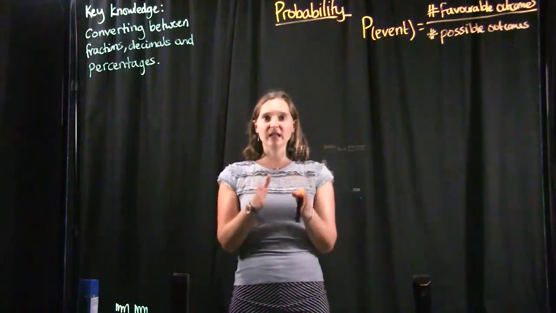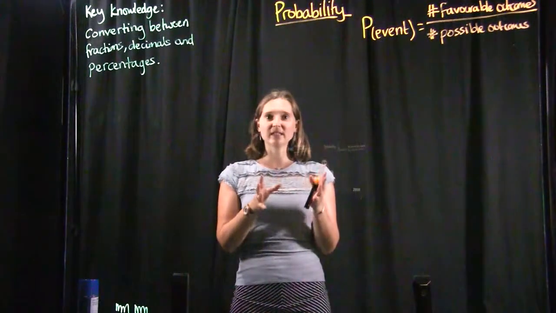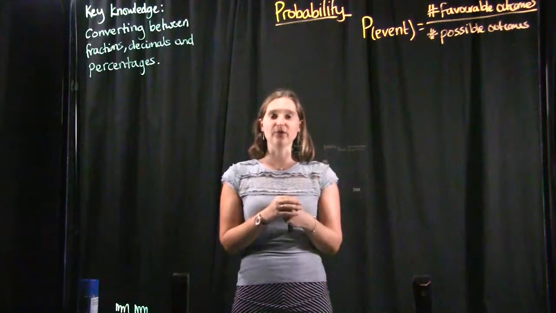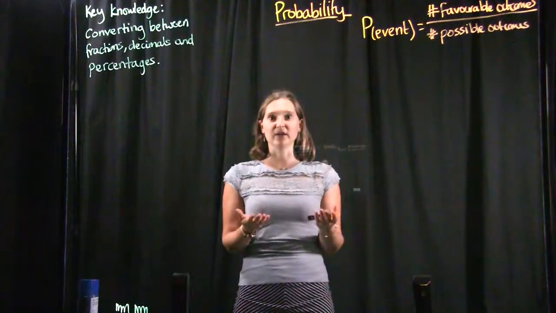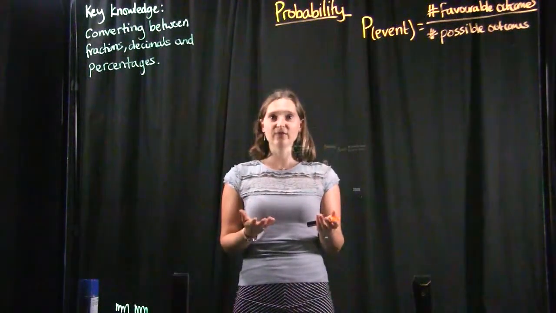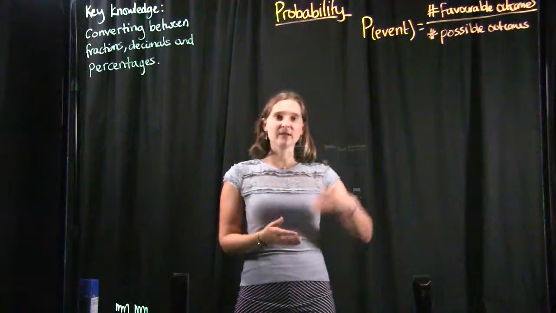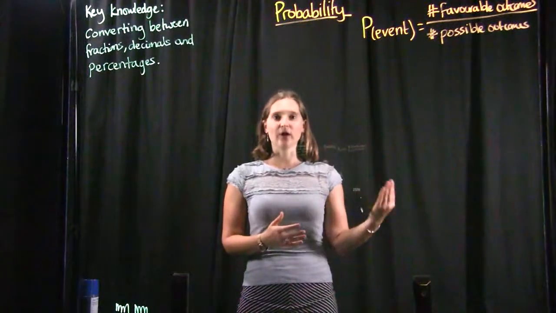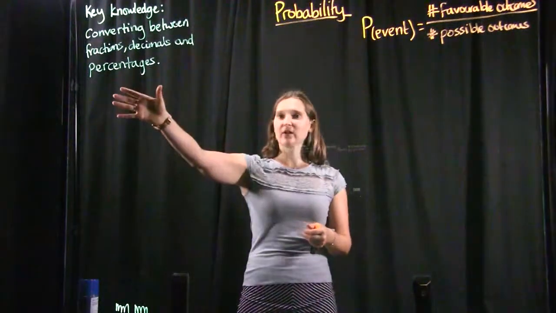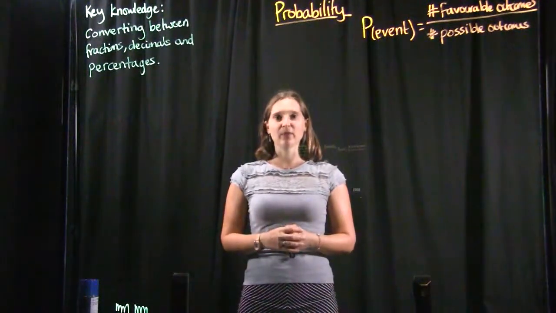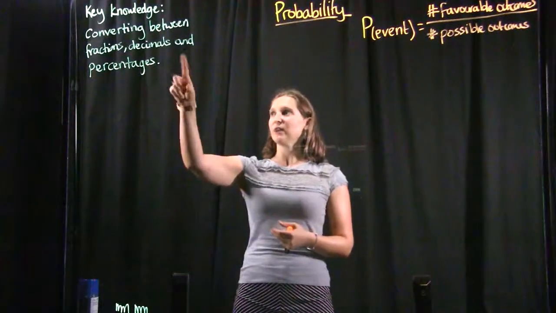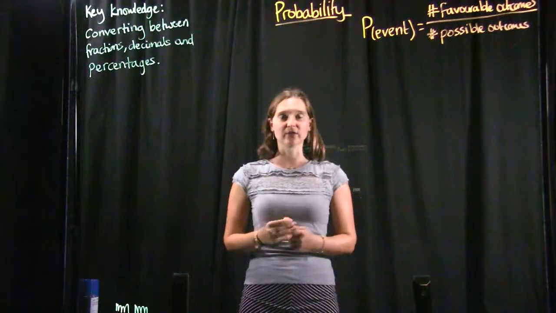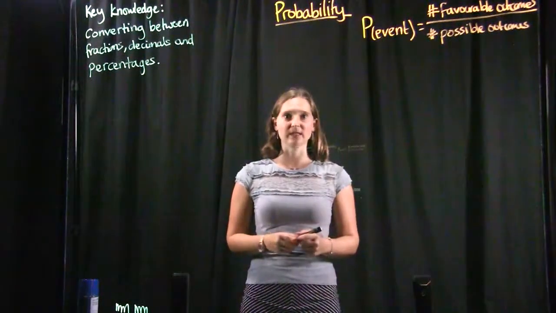If it is even probability, so it's got a 50% chance of happening, a 50% chance of not happening, then it has a probability of 50%, or a half, or 0.5. If something is certain to happen, then it will have a probability of 1 or 100%. So some key knowledge that you need to recap on before studying this is how to convert between fractions, decimals, and percentages, because that is something you will have to do for every answer with probability.